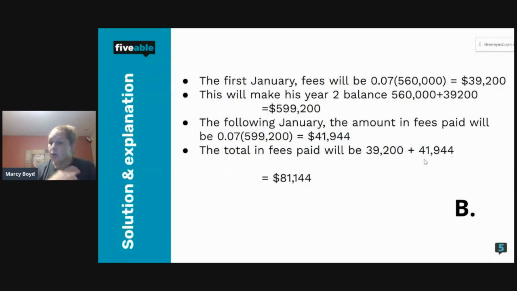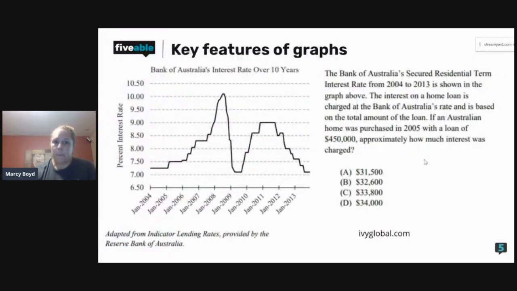Great. So you should get B for that one. All right. Now, this is one of those that I told you I wanted to talk about, a key feature of the graph. Okay. So I got Bank of Australia. Again, I kind of use this from lending rates from a Bank of Australia, and try to use a few different sources for some of this stuff.